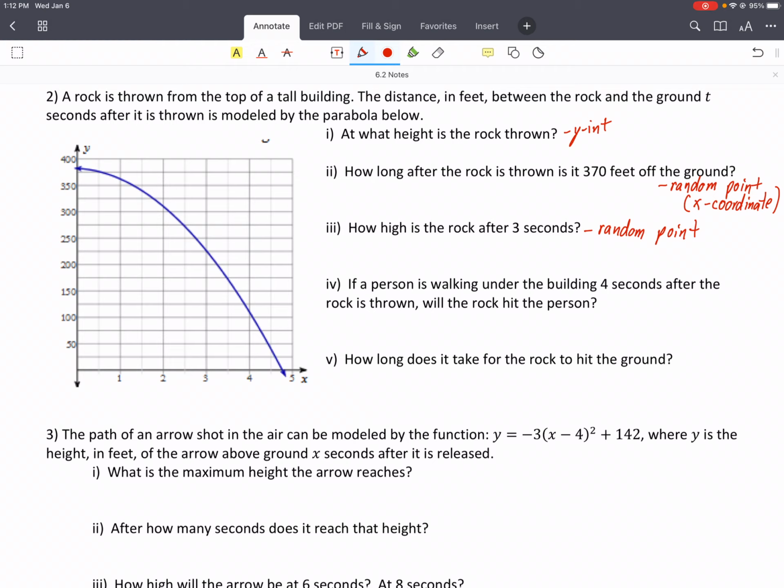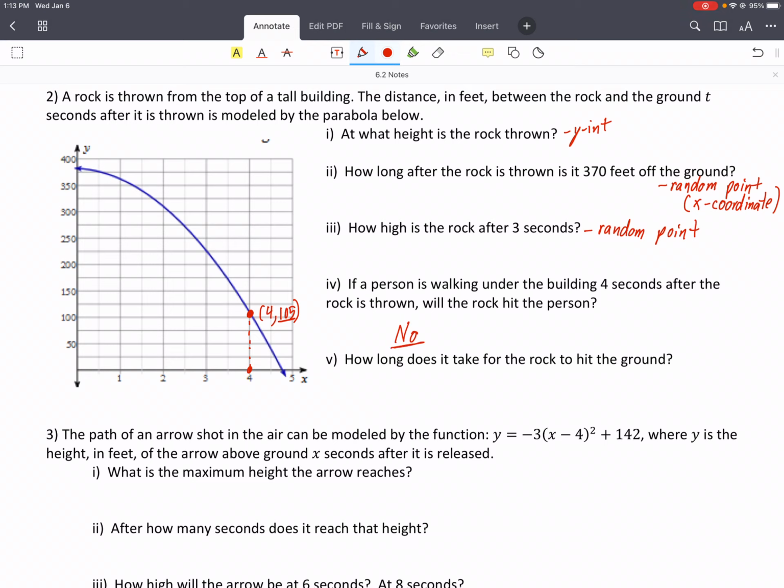So at 4 seconds, if we come right here and go up, this is again technically a random point. Here we're about at 4 seconds, the rock is still maybe 105 feet above the ground. So if a person is underneath there at 4 seconds, are they going to get hit? Is the person 105 feet tall? I don't know of anybody who's 105 feet tall, so the answer for this one would be no.